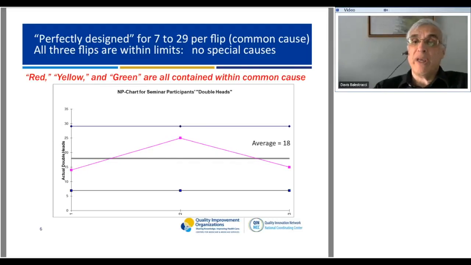And the other thing I want you to notice is that red, yellow, and green are all between the common cause. So you see the potential for tampering. And once again, the fact that all three flips were between 7 and 29, there are no special causes, and this process is perfectly designed not to meet the goal. It cannot meet the goal.